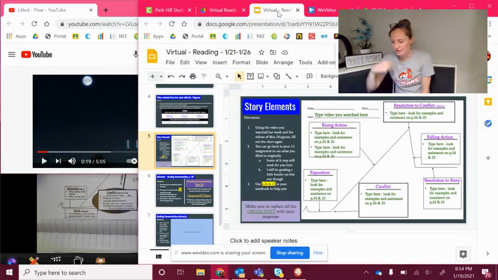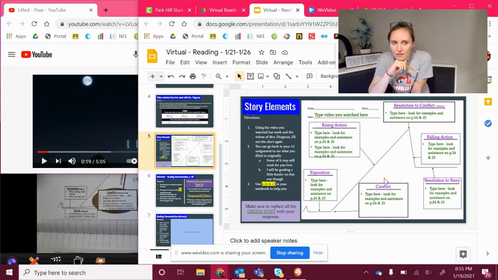All right, so for this week's assignment, it's going to be very similar to what you did last week. You guys chose to watch Lifted last week, and you filled out a story elements chart just like this one that's on your screen. And you're essentially going to do the same thing, except you're going to take the video that I went over on page 24 and 25 and take that into consideration, as well as I'm going to go over the video with you.